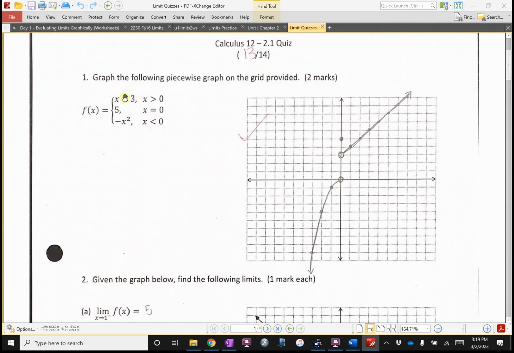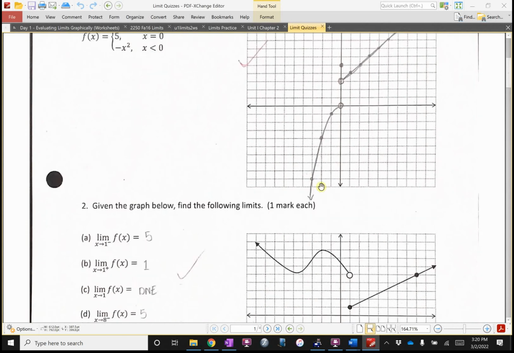Basically, you graph that when x is greater than 0, to the right of 0. When x equals 0, you're 5 high. And when x is less than 0, it's going to be a parabola opening down. And you've learned the difference between a hollow point and a shaded in point to indicate which value is actually the function and which value we get really, really close to, but we never touch.